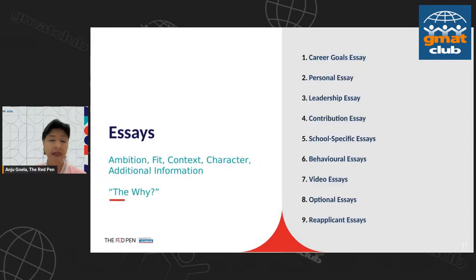Right. Let's come to the section that carries the most weightage with candidates, and that is the essays. Now, how many of you, if you would like to tell me, think that your essays are a deal breaker and your essays get you into a business school?